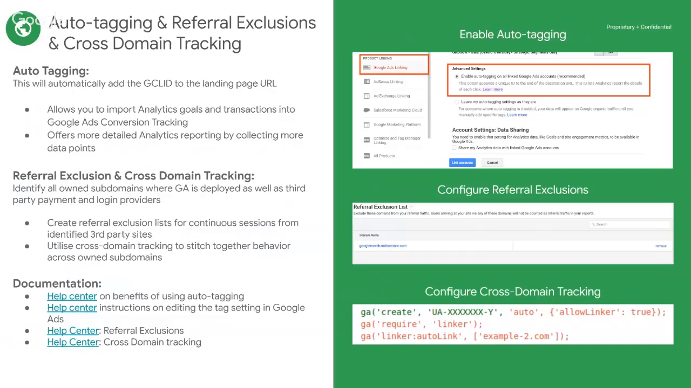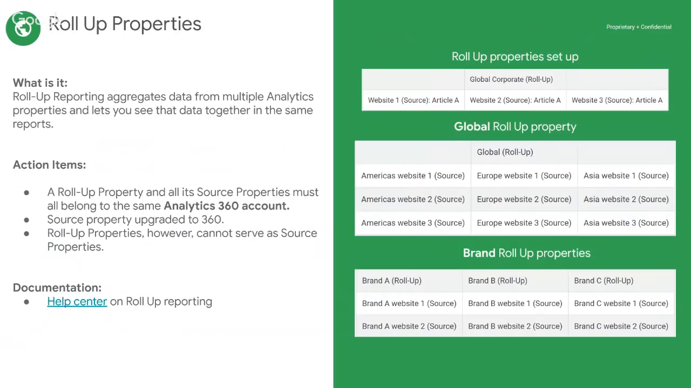On the opposite, if you own different subdomains to your website, you can implement cross-domain tracking. So when the user goes from one domain to another domain and then comes back, the cross-domain tracking would just stitch together the behavior of all the users across the subdomains. Again, I have attached a couple of documentation on how to implement this, and we will be sharing this with you later on.